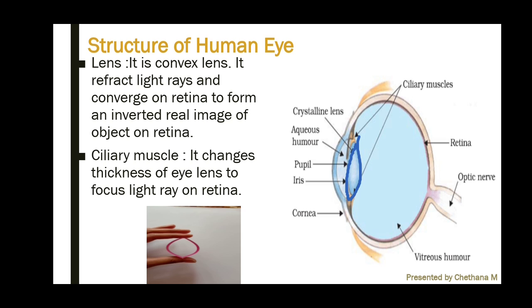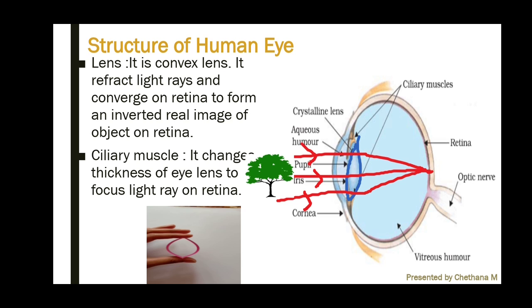Next, this part is called the lens. It is a convex lens because it is thick at the center and thin at the edges. It refracts light rays and converges them on the retina to form an inverted real image of an object on the retina. For example, if there is an object, the inverted image will be formed on the retina.